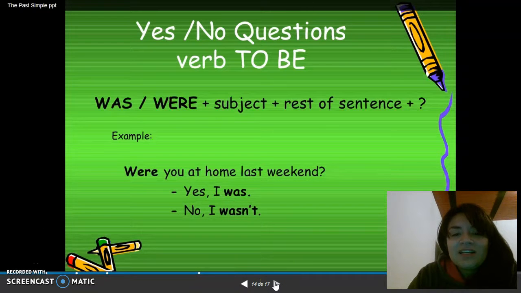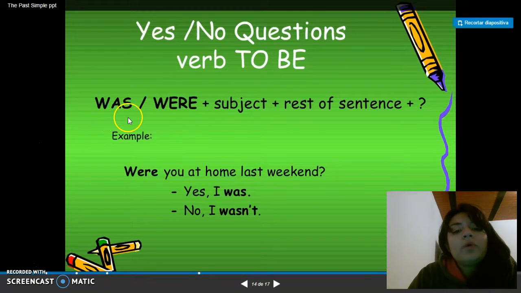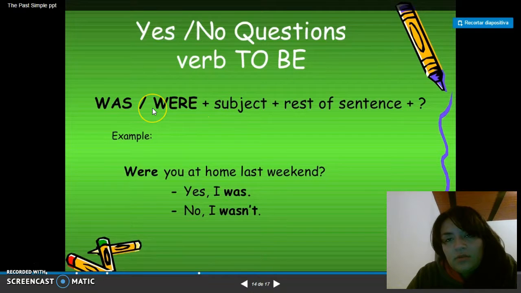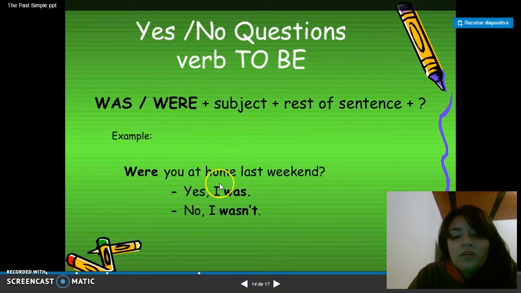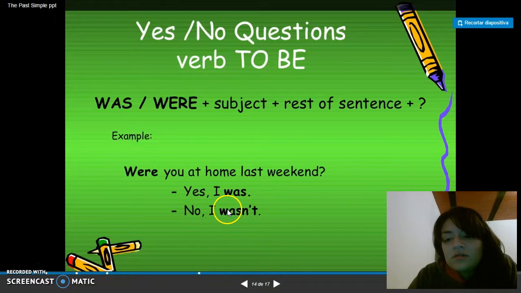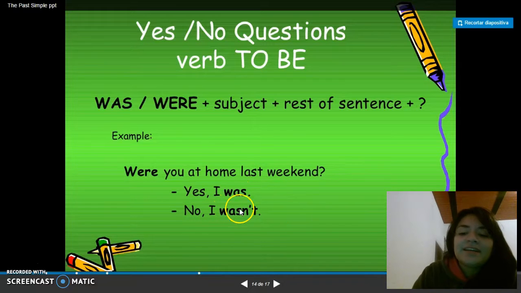Then we have yes/no questions with be. Again, avoid using did here because that's a sin. Was, were plus subject. Was, were indicates that you are going to use one of them according to the person, the subject you have. Was or were, subject, and the rest of the sentence. Were you at home last weekend? Yes, I was. No, I wasn't. Most of us were.